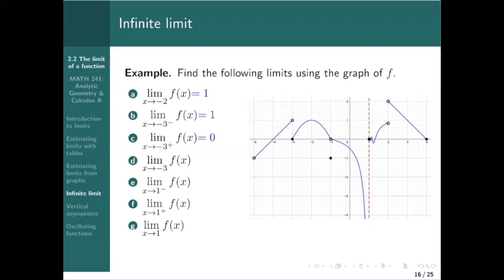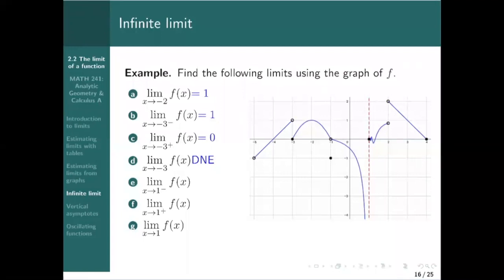And we observe that the side limits, even though they exist, they disagree. They are different. So the conclusion is that the limit of f of x as x goes to minus 3 does not exist. And the reason is, like I said, because the side limits are different.